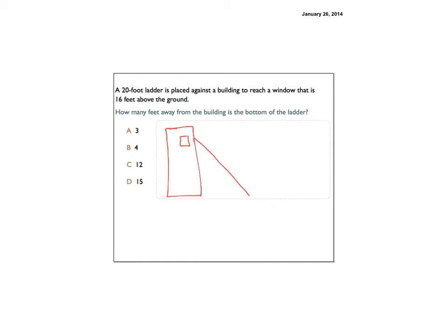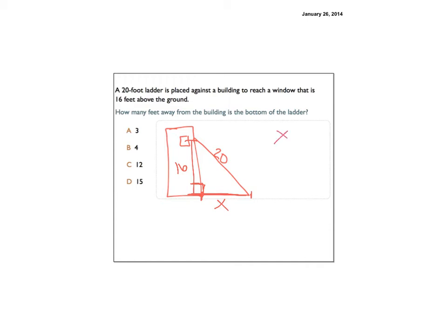All right, my ladder is not standing straight up. Remember that if you put a ladder up somewhere, it's going to have some slant to it. So this is my 20-foot ladder here. My window is 16 feet off the ground. And we want to know how many feet away the ladder is from the building. So that's going to be our x. All right, so we have a right triangle here. So we're solving for a leg.